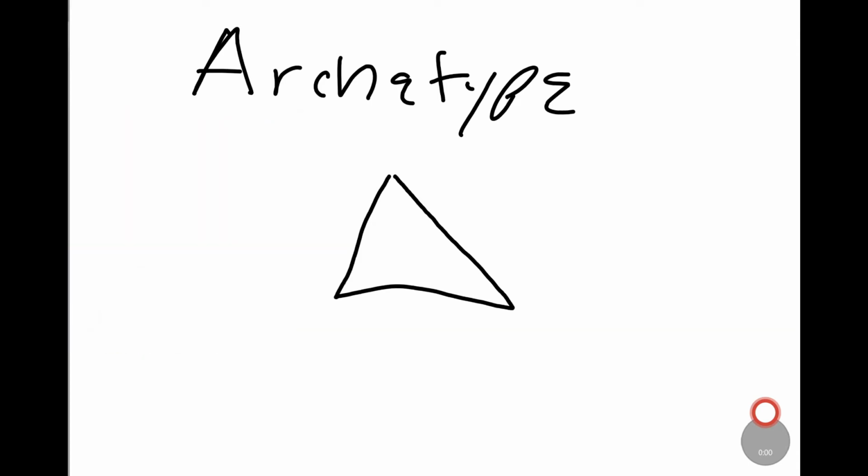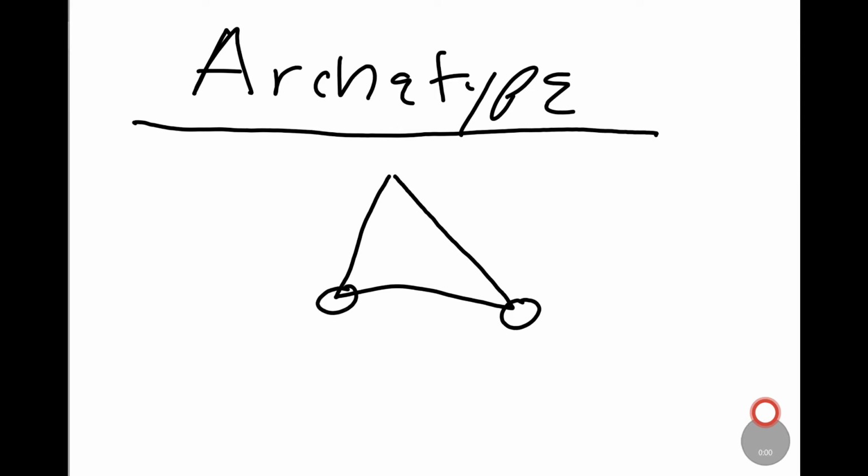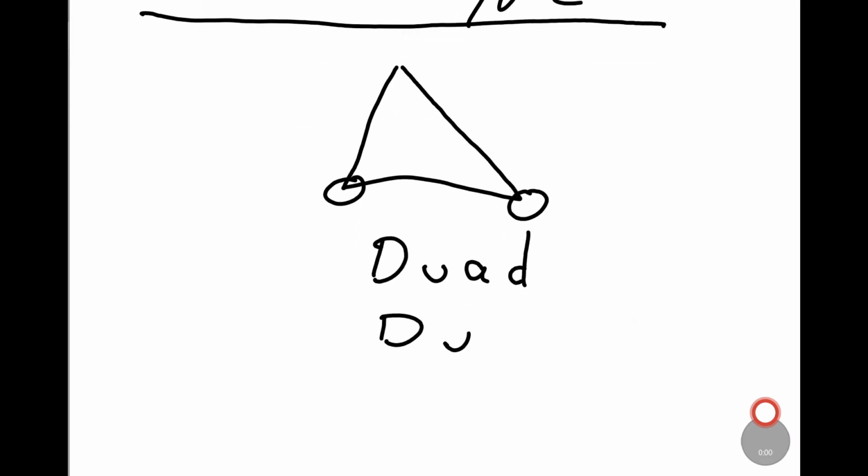So, back to the triangle. We have the base archetype of a triangle. You'll notice at the bottom there are 2 points down at the bottom. This is called the duad. That's where we get the word dual from. And dual, of course, means 2. You have a point up here at the top. This point up here is called the monad.